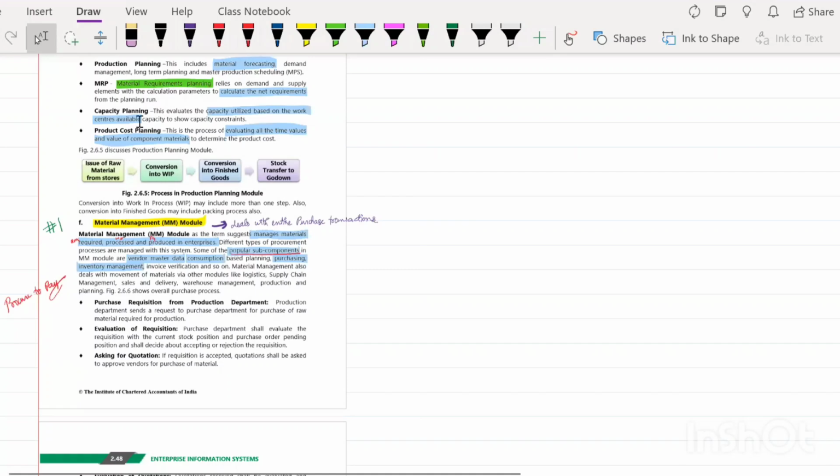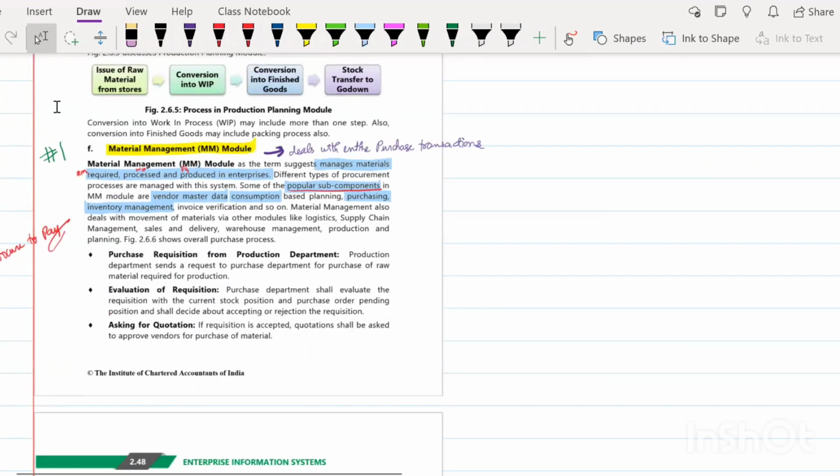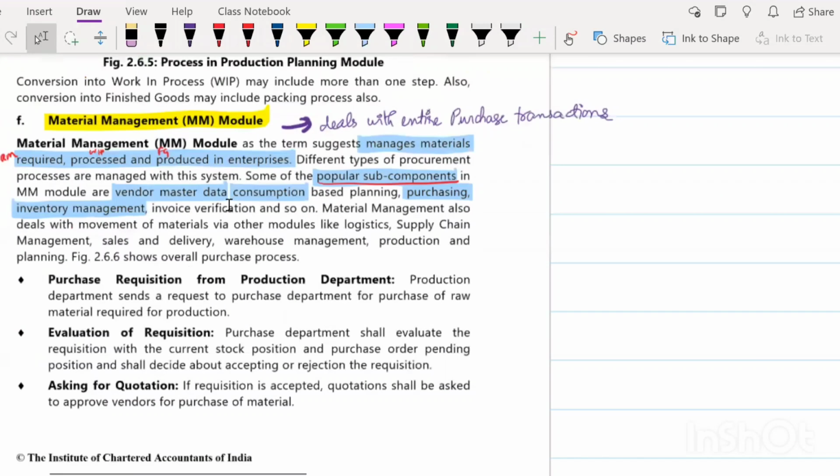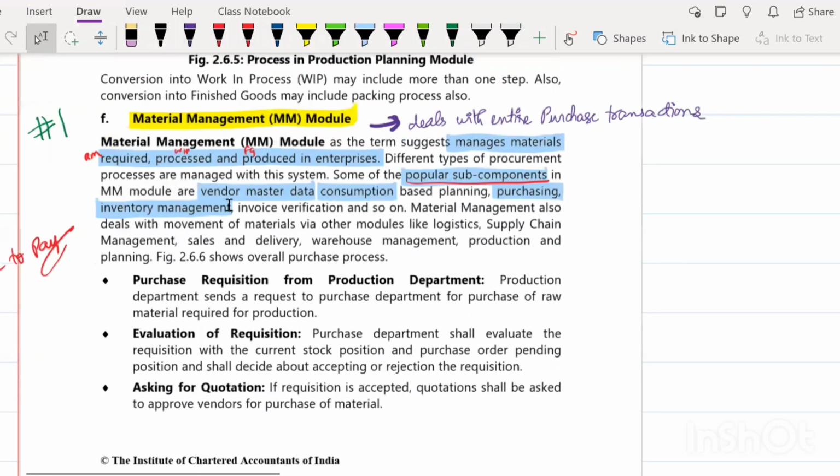The next module that you have is your material management module. This module is related to the entire purchase transaction. Whatever purchase transactions you make in the firm, this material management module is going to take care of it.